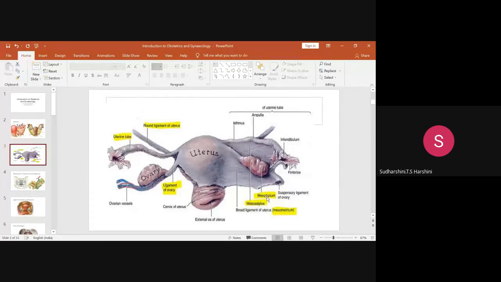Mesosalpinx and mesovarium. Okay, so one question that they'll ask you in anatomy is, what are the cornual structures that are cut during hysterectomy? If it is going to be an abdominal hysterectomy, the first clamp that they are going to put is in the cornua. And the cornua is going to contain these three structures, namely the round ligament, tube, and ovary. So the first clamp is going to involve the cornual structures.